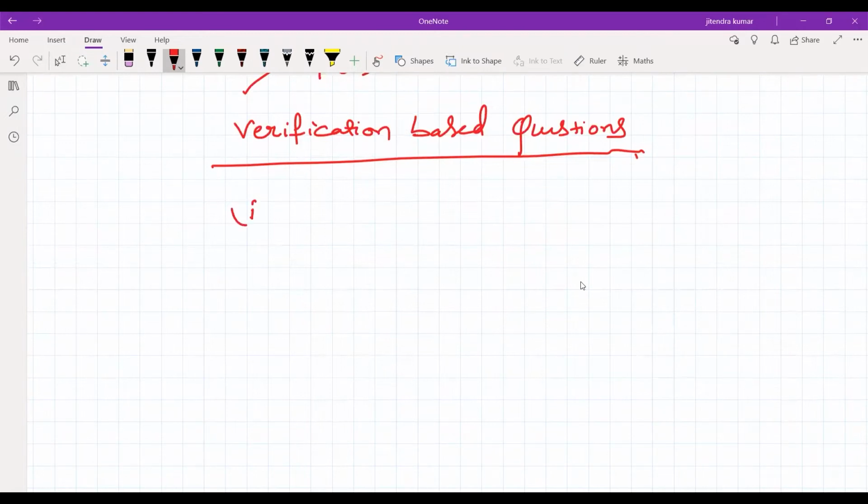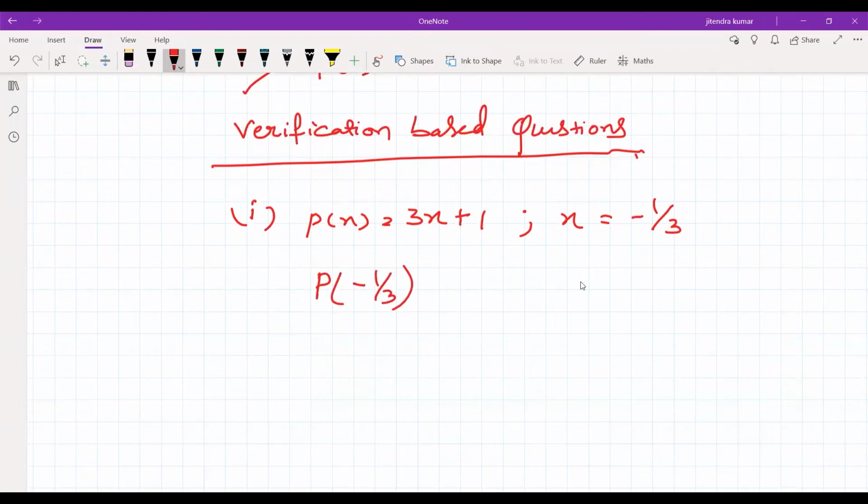Like we have a question, p(x) is equal to 3x plus 1, and it is given that x is equal to minus 1 by 3. Is it its zero or not, that we have to verify here. So how can we verify? We just have to find p(minus 1 by 3). If it is coming 0, it means it is a zero of this polynomial, otherwise it is not a zero of this polynomial. So just find p(minus 1 by 3).